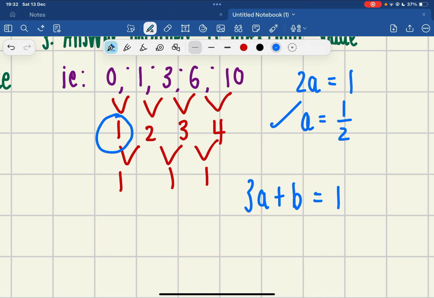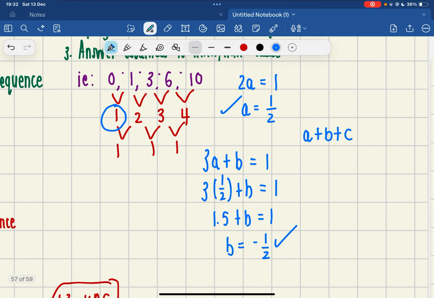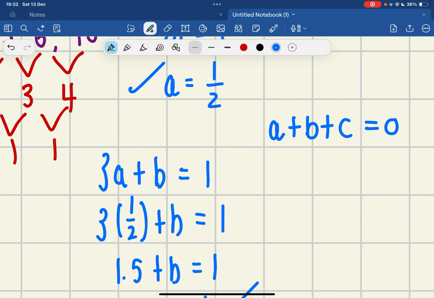Now we're moving on to c. As the step says, a plus b plus c is equal to the first term. The first term, which is 0. So therefore, a half plus negative a half plus c is equal to 0. We know that a half plus negative a half gives us 0. Therefore, c is equal to 0.